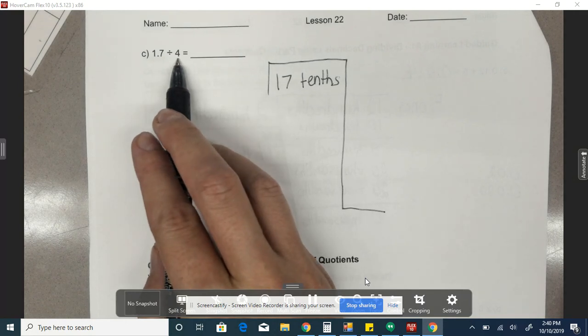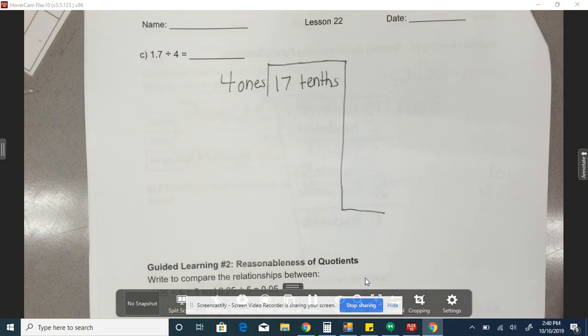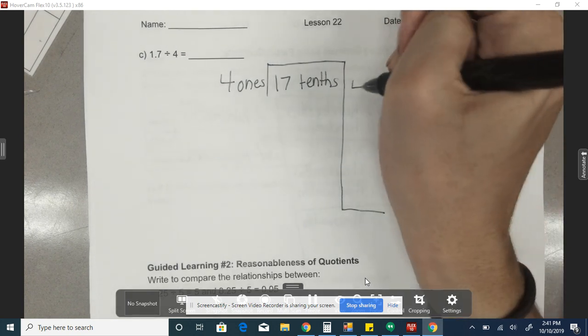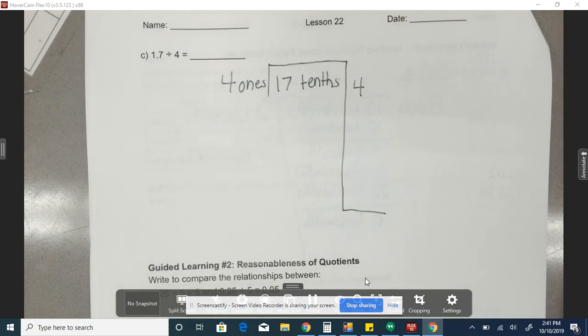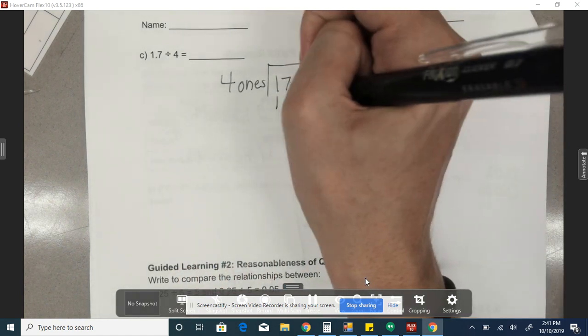The 4 is in the ones place, so I have 4 ones. So I'm thinking, what can I multiply by 4 to get close to 17 without going over? Oh, I know 4 times 4 equals 16. So 4 ones times 4 is 16.